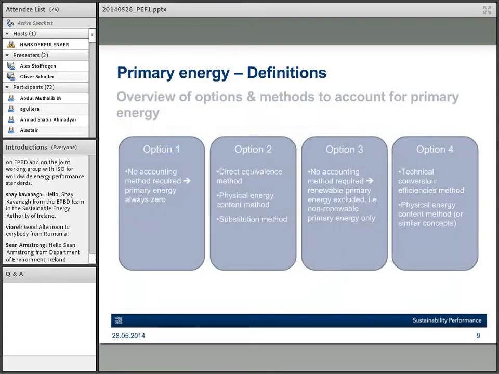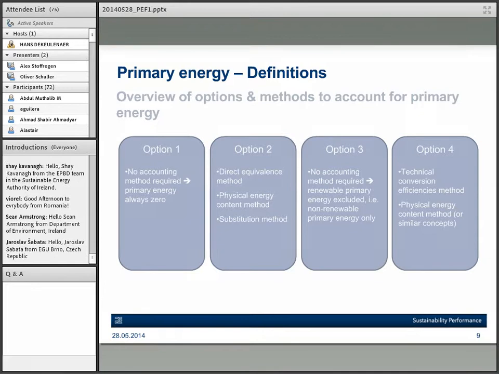So as an overview, I have different options, and for these options I have different methodologies to account the primary energy. As I said, option 1 is rarely used, and I also don't need any methodology because I simply define that the primary energy input from wind power, hydropower, or photovoltaics is 0. But we can leave this off because it's not used.